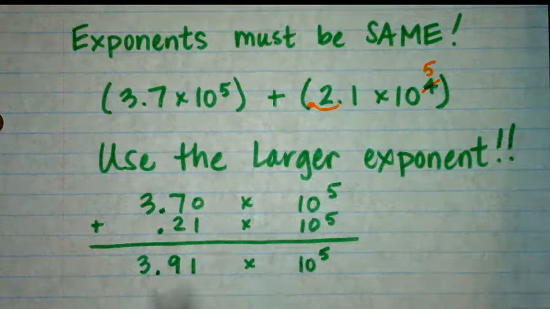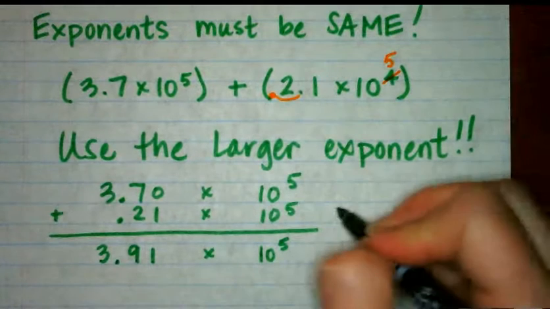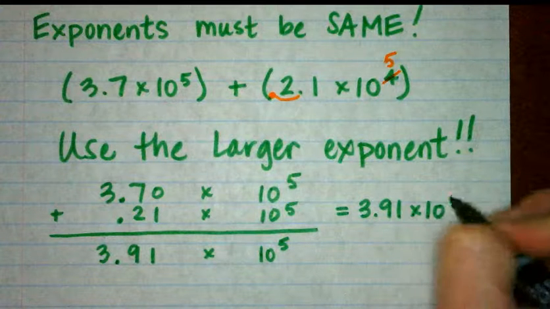And then we need to look and make sure that our answer is a number between 1 and 10, and it is. So this answer would be 3.91 times 10 to the 5th.